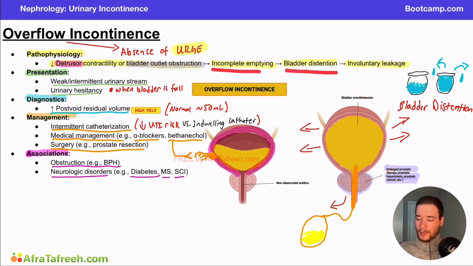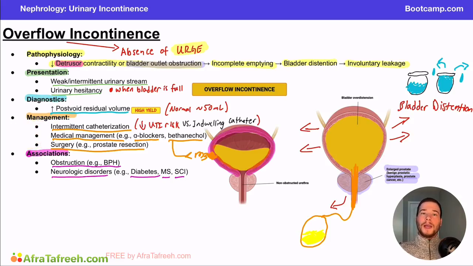This is going to lead to incomplete emptying, bladder distension, and ultimately involuntary leakage, which is what incontinence is, of urine from the body. Treatments are really going to be aimed at symptom management. We can do medical interventions, we can do catheterization, and we can even do surgical intervention for the right patient.